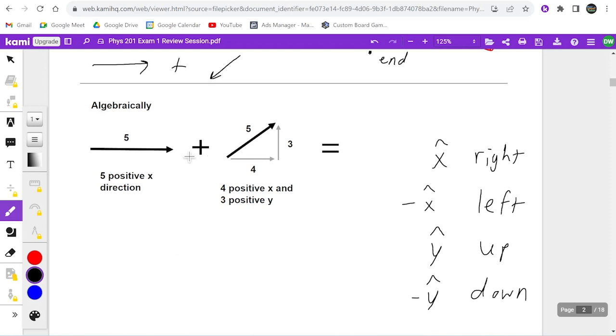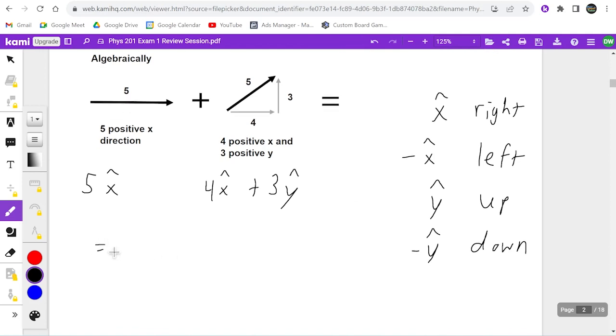But whatever. So if I want to add these two vectors together, notice they're both 5 long. I know one looks longer than the other, but they're both 5. Then all I got to do is only add the x's together and only add the y's together. So if this is 5 in the positive x, that's 5x hat. And this one's 4x hat plus 3y hat, because it's 4x positive 3y. They're both positive, I don't have to worry about any negatives. And then if we want to add them together, you would just say 9x hat plus 3y hat.